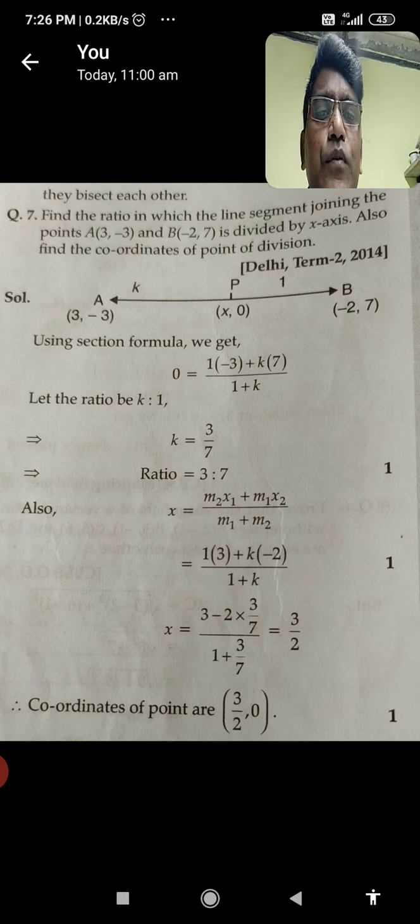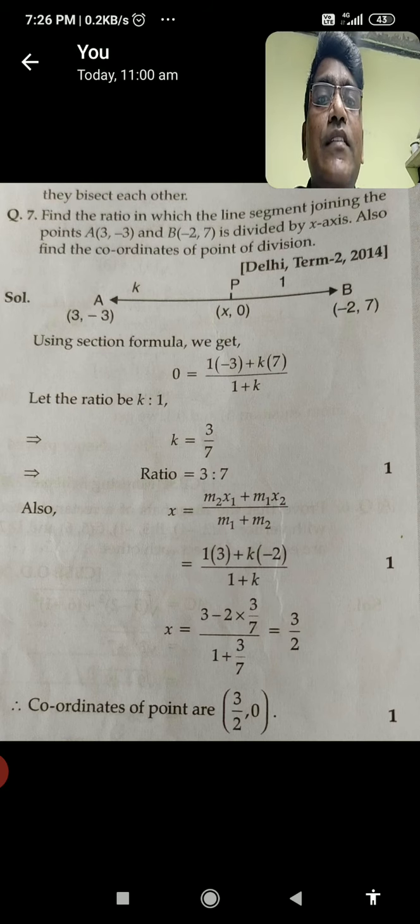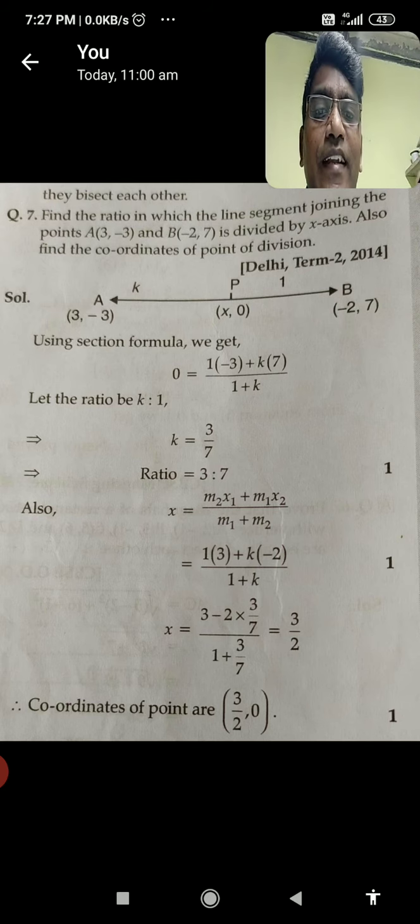You need to write this, because 1 mark is given for your final answer. Diagrams are not given any marks. The important points are these: your ratio gets 1 mark, half a mark is given for the x coordinate formula and substitution, and the final answer gets 1 mark, sometimes a minimum of half a mark. After finding x = 3 by 2, if you do not write 3 by 2 comma 0, you are going to lose half a mark.